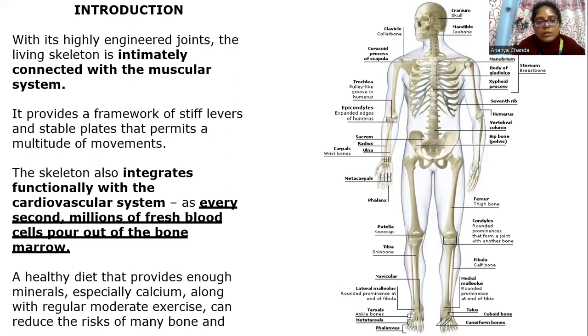So, first is the introduction. The skeleton also works functionally with the cardiovascular system, as every second millions of fresh blood cells are poured out of the bone marrow. A healthy diet that provides enough minerals, especially calcium, along with regular moderate exercise, can reduce the risk of bone disease. The study of the skeletal system is known as osteology, which is the study of bones and teeth.